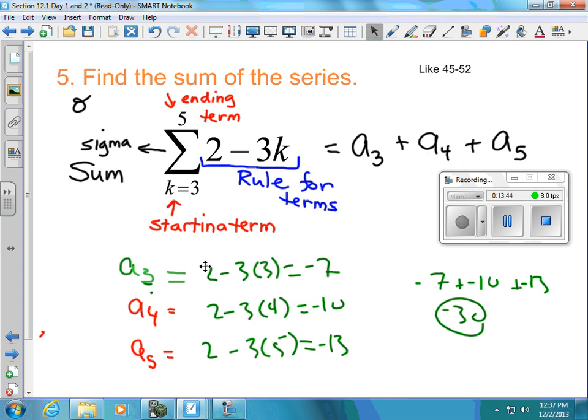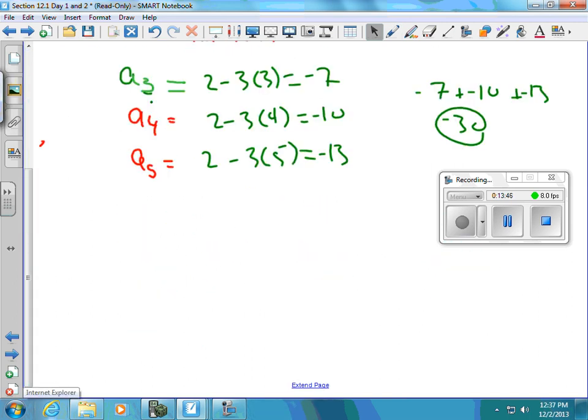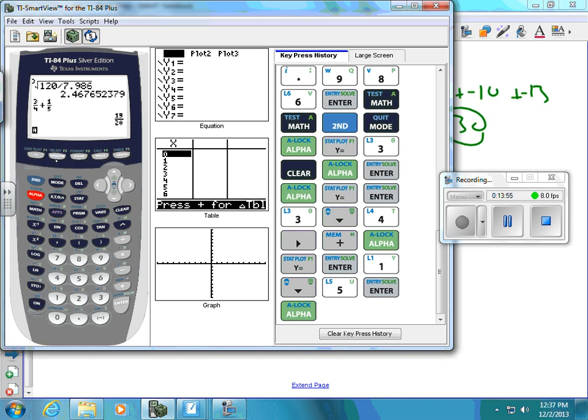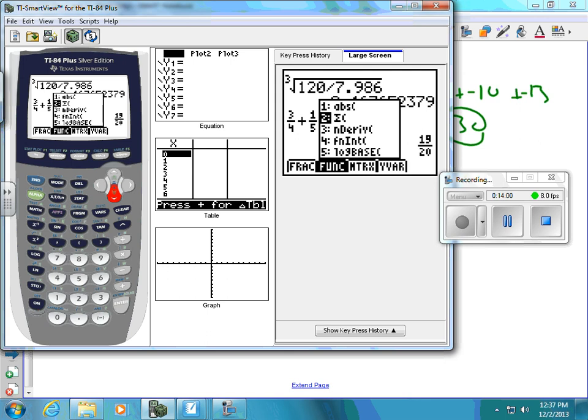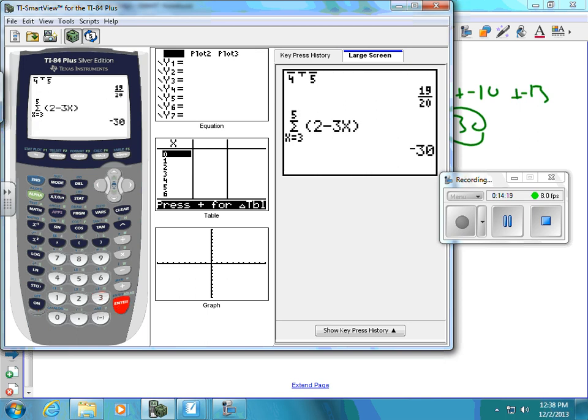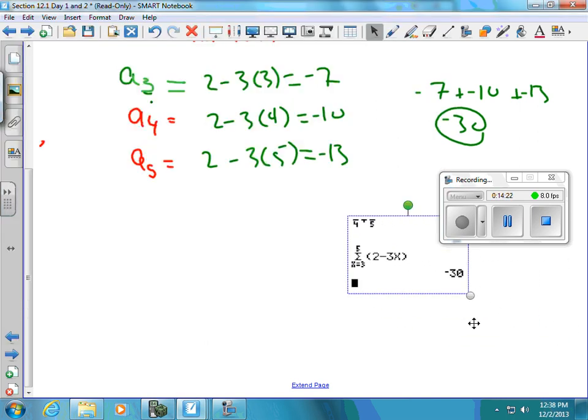Now, lucky for you, your calculator has all this fun stuff on there for you. So if we go in here, we'll write these steps down. We go to alpha, and you hit window. The second one down is summation notation. So we can plug this all in. We're always going to use x. We're going to start at 3. Go on our up bar, we're going to go up to 5. In our rule, instead of 2 minus 3k, we're going to use 2 minus 3x. We hit enter, and we get negative 30. So you can do that on your calculator.